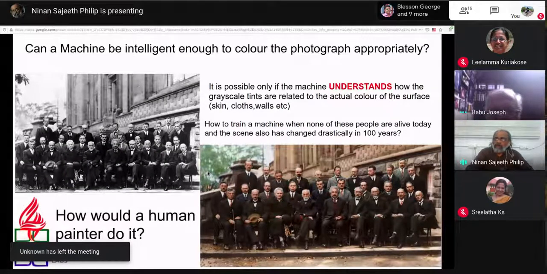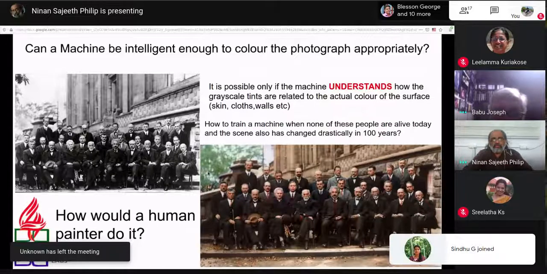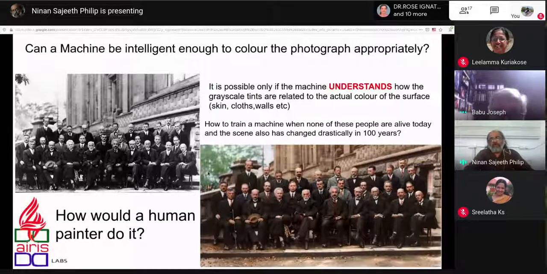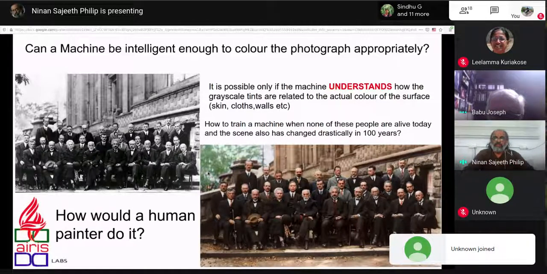But let us ask the question, how would a human painter do it? Definitely we know the answer. A human painter would look at available black and white photographs and will try to understand how the tints are related to their colors. You also know that a leaf might look green while a human never looks green in color. That is what we mean by understanding. A context-based knowledge about the topic. So the question is, can we generate this context-based awareness or context-based knowledge in the machine?